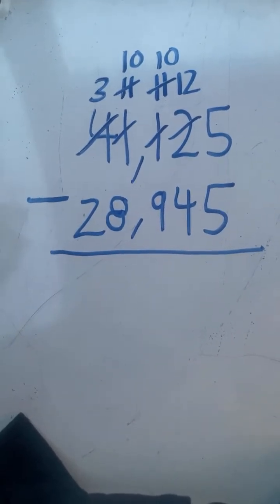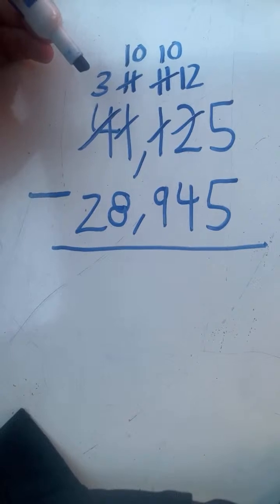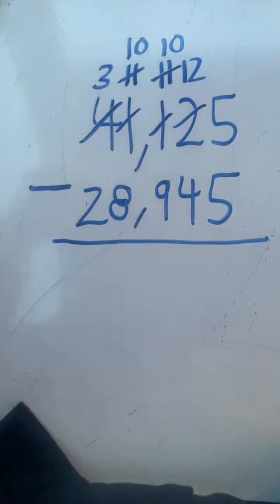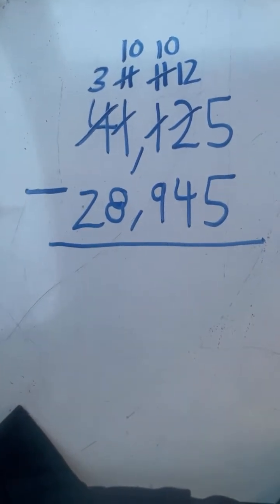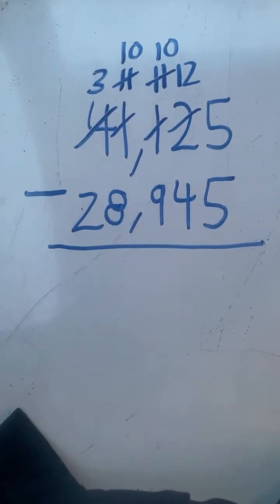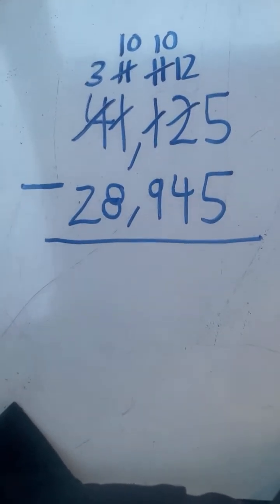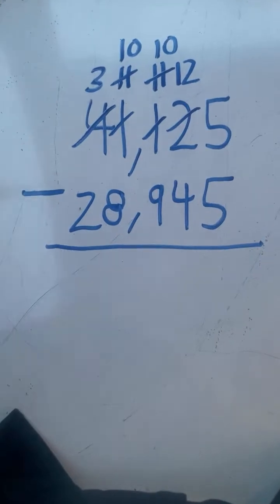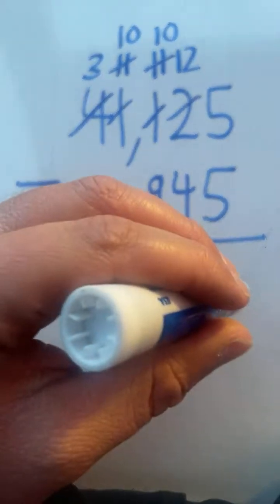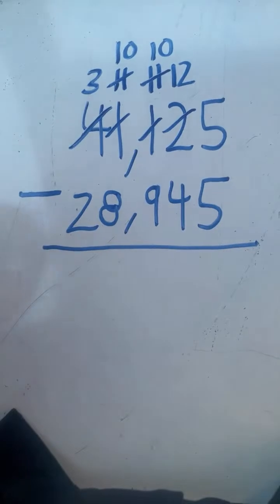All right, now we are ready to subtract. The top digits are either equal to or bigger than all of the bottom digits, so we can now subtract. So I regroup from left to right, and then I subtract from right to left.